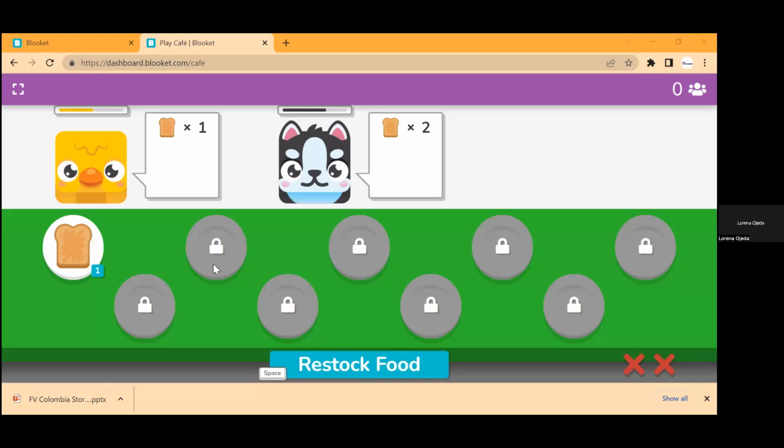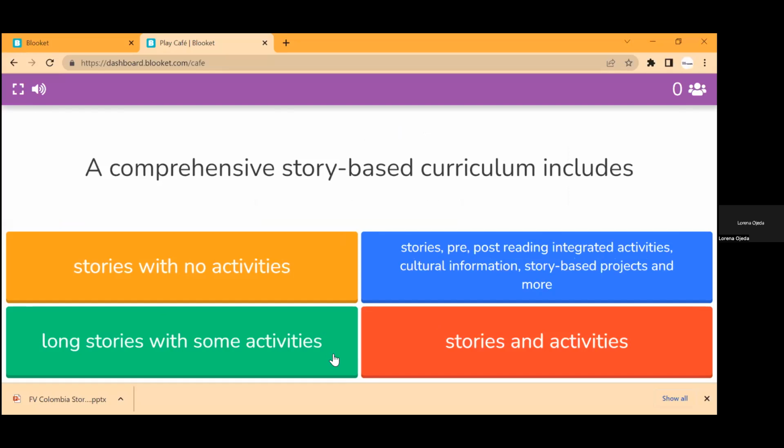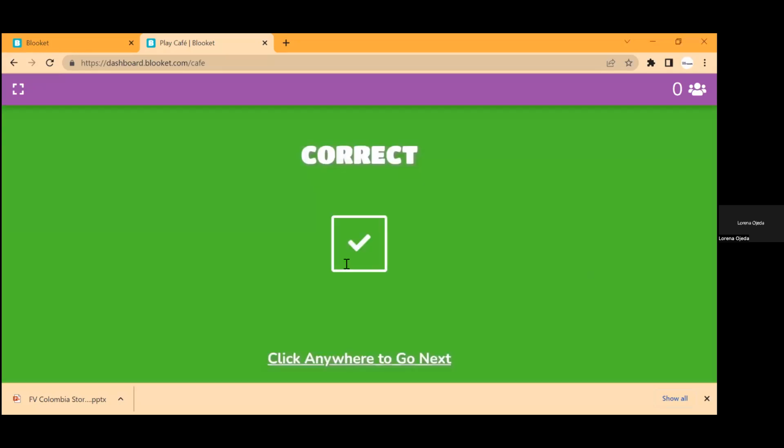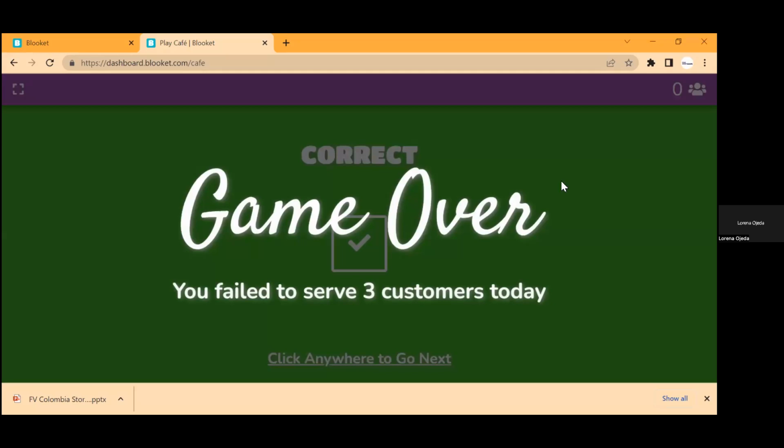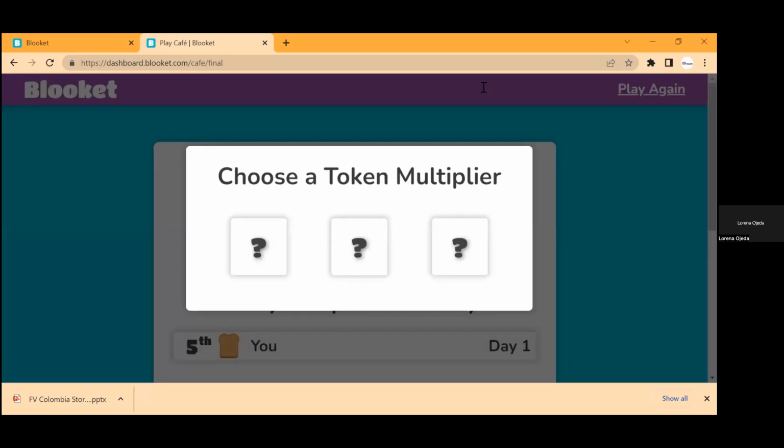Let's see, what do we have? We have here, I'm going to feed Mr. Owl. There you go. A comprehensive story-based curriculum includes what? Stories with no activities, long stories with some activities, stories, pre, post, reading integrated activities, cultural information, story-based projects, and more stories and activities. Answer, blue. Excellent. Nice job. So we fed all the people that were hungry.